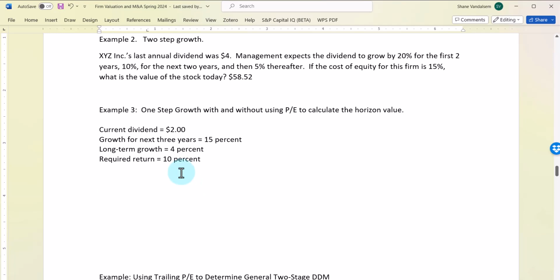So the current dividend, or the last annual dividend paid, is $2. The growth for the next 3 years is expected to be 15%, and the long-term growth, or the constant growth, is expected to be 4%. The required rate of return, or the cost of equity, is 10%.